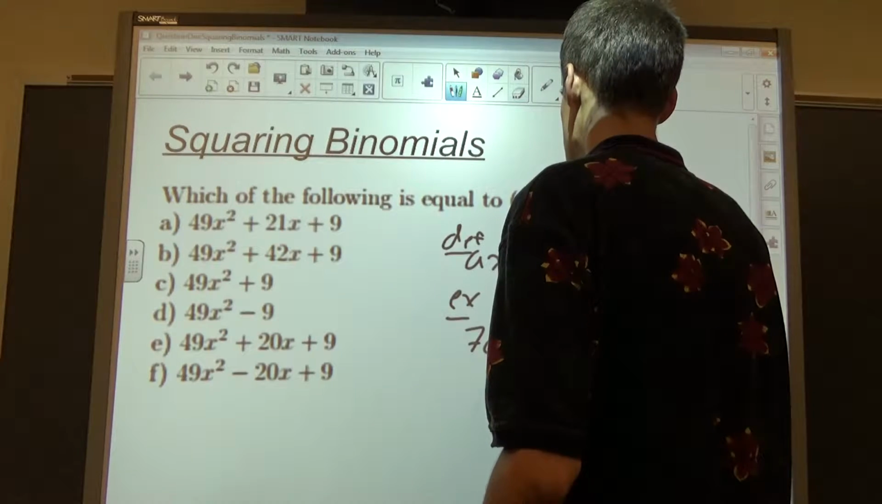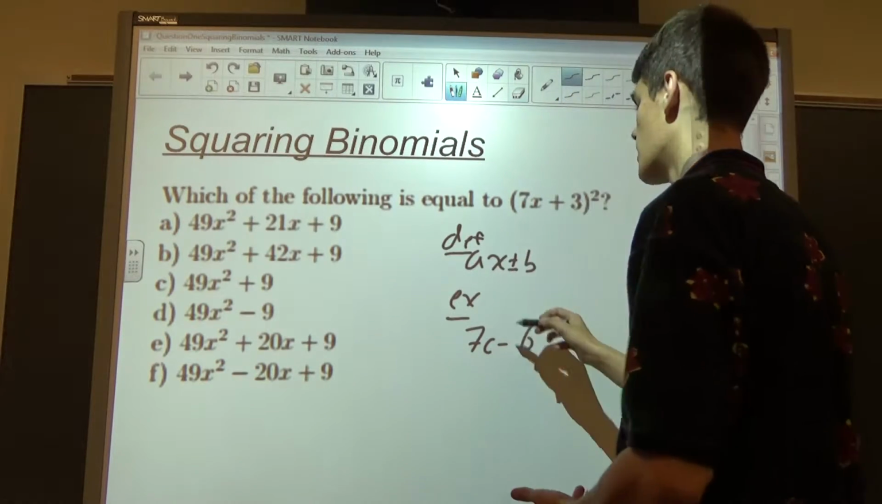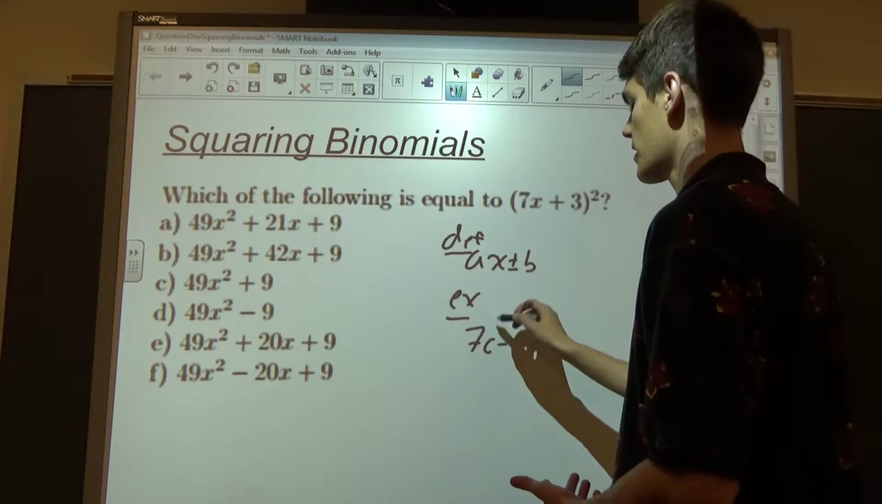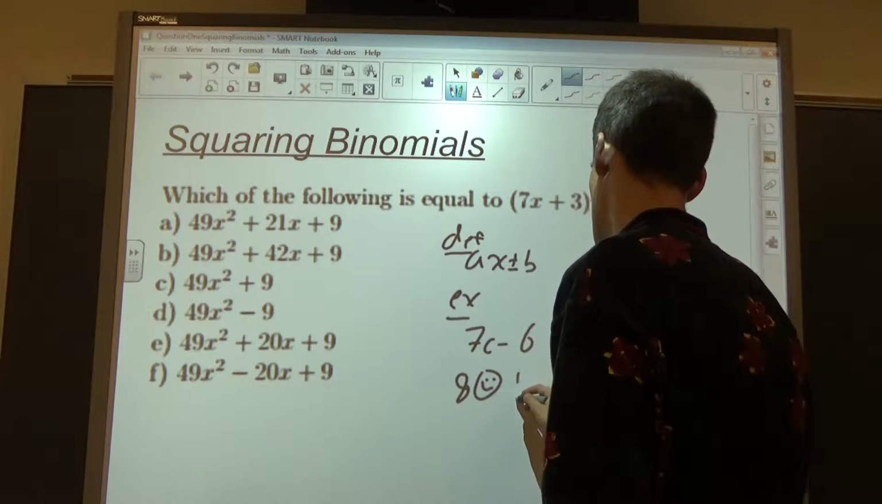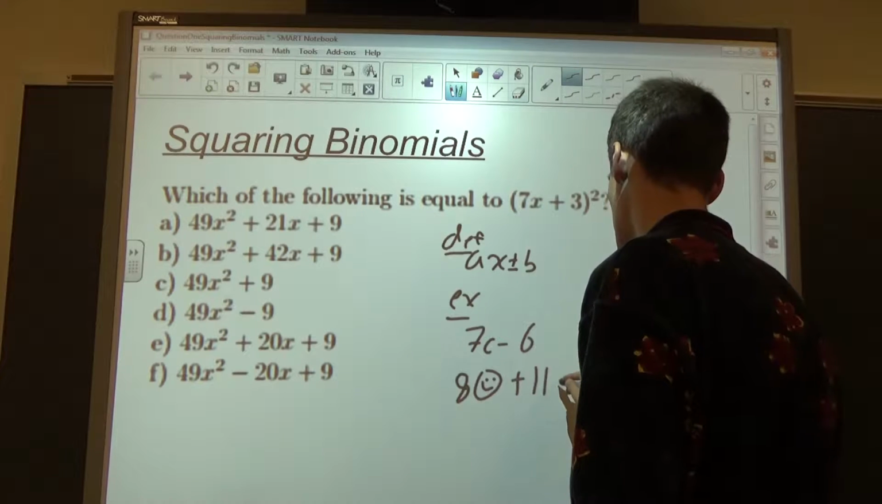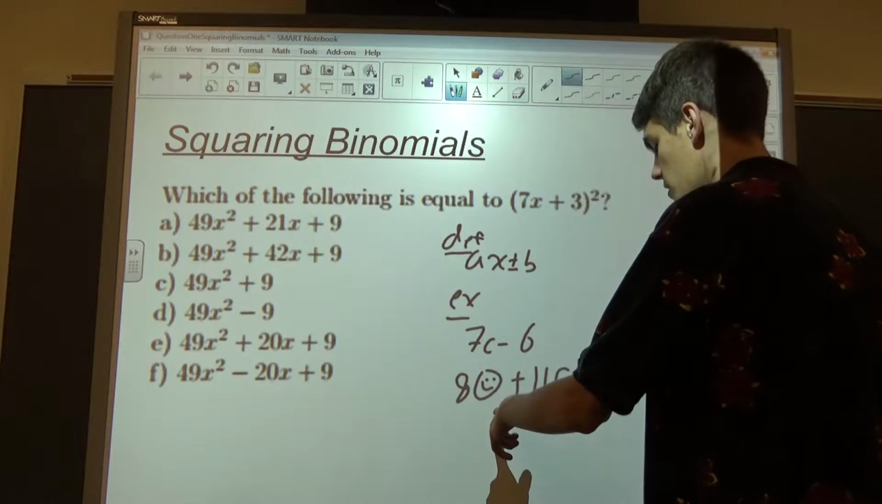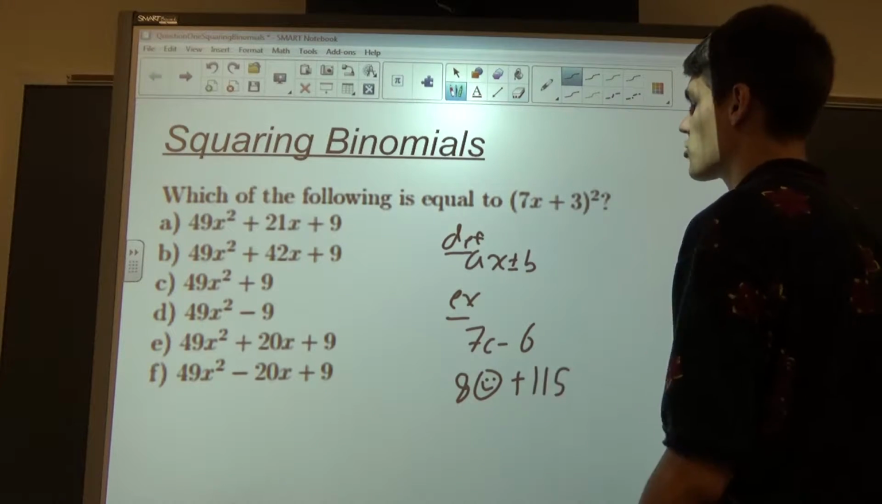Just quickly, some examples. 7t minus 6, that's a binomial. The variable doesn't have to be an x, it can be anything. In fact, we can make it a smiley face, and we'll make it add 115. 8 smiley face plus 115, that's a binomial.